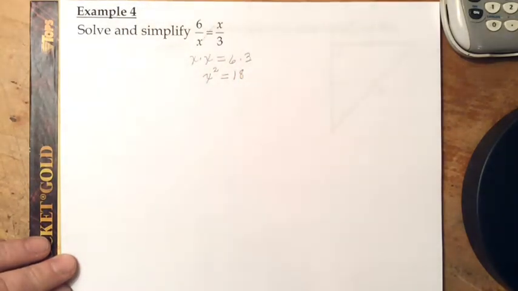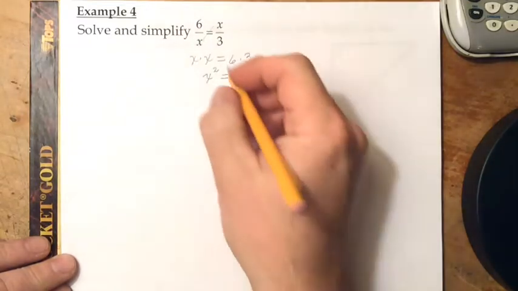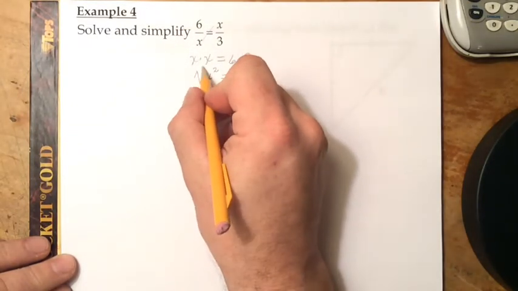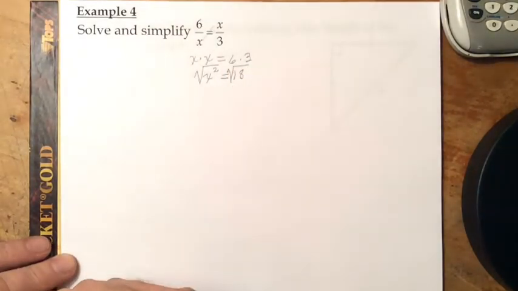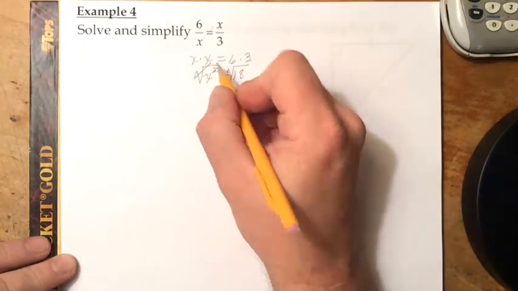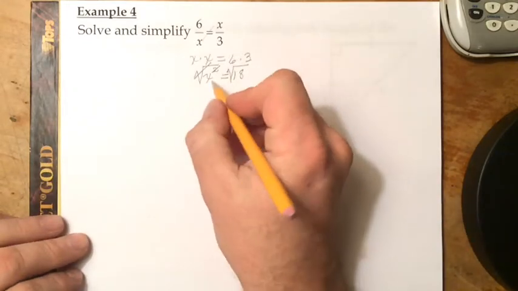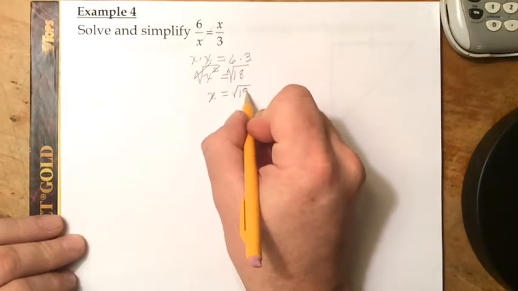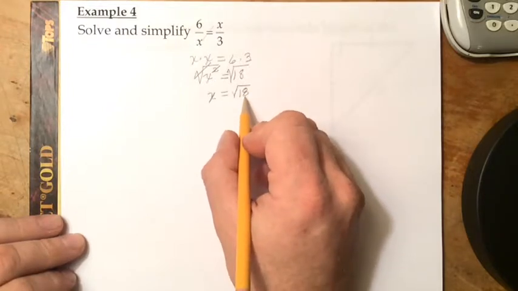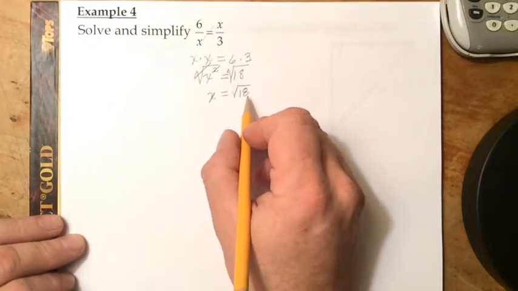Since we're solving for x, we need to get rid of the squared on the x, so we do the inverse operation, which is to take the square root. We have to do it on the other side to balance the equation, so the square root and the square cancel each other out, and we're left with x equals the square root of 18. Check to see if 18 will simplify into the square root, which it does.